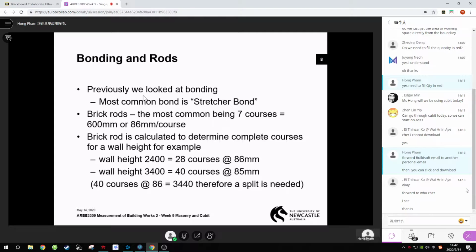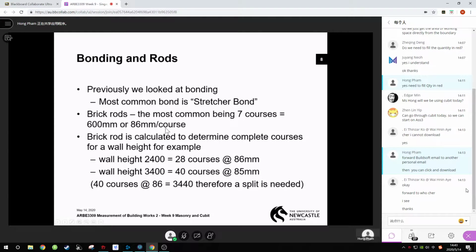Bond is actually the pattern of the brick that is laid together. Some bonds are more difficult to do because they require more cutting. Some bonds are more straightforward, and the most common is stretcher bond. Remember just now I drew that shape of the walls, that is stretcher bond. The most common brick rod is 7 courses, 600 or 86 mm per course.